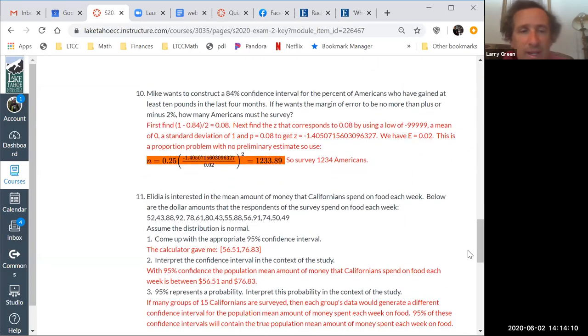Okay, we're going to construct an 84% confidence interval for the percent of Americans who have gained at least 10 pounds in the last 4 months. If you want the margin of error to be no more than plus or minus 2%, how many should he survey? So in this case, this is a "how many" question, so that's a sample size question.